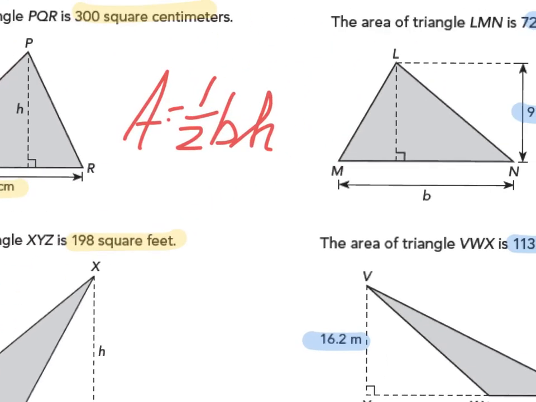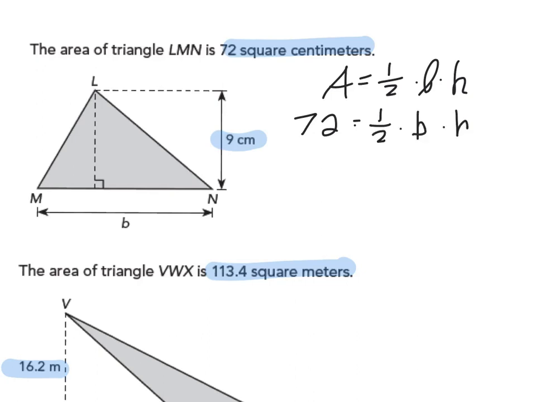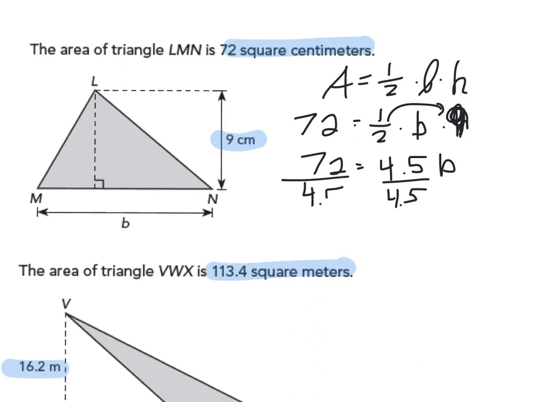If I go and try this one over here, again, the area is equal to 1/2 of the base times the height. They give me the area is 72, 1/2. They don't give me the base, but they do give me the height, and the height here is 9. 72 is equal to, I can do this part, 4.5 times the remaining base. If I then divide both sides by 4.5, and I would use my calculator here, b is 16, in this case, centimeters.